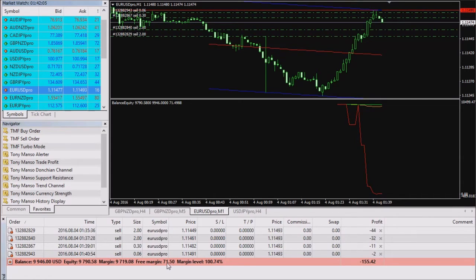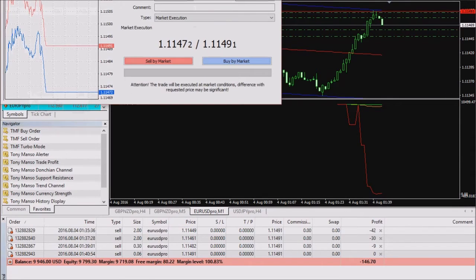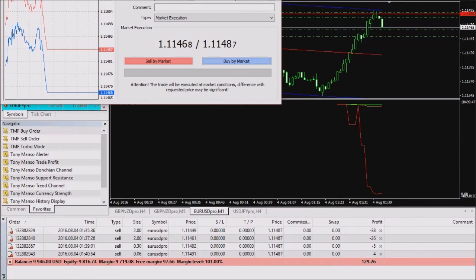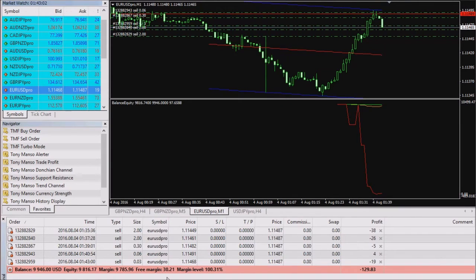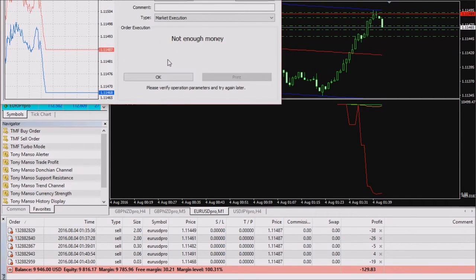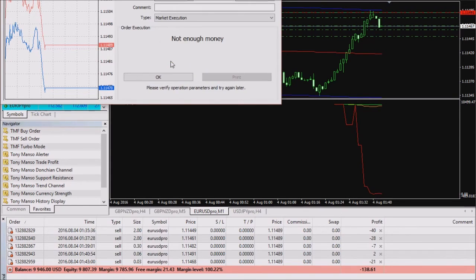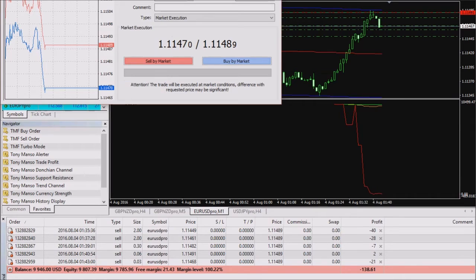So theoretically, I can place another, what, 0.1, maybe 0.02 lots. Let's try it. New order, 0.02. Ooh, I'm going to try 0.03 because, look, it's going up even more. Yes! Okay. I still got $30 free margin here. Let's see what I can do. Alright, new order. No, okay. I had to try it. Let's try 0.02. Come on, you can do this.